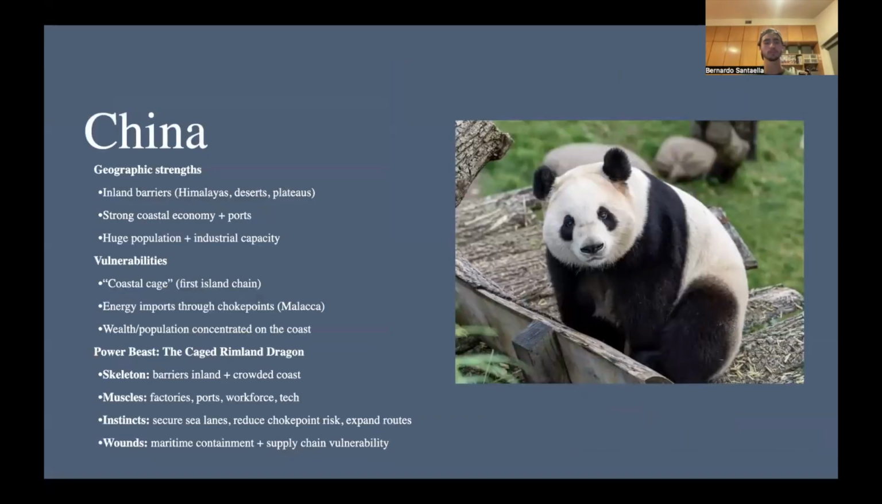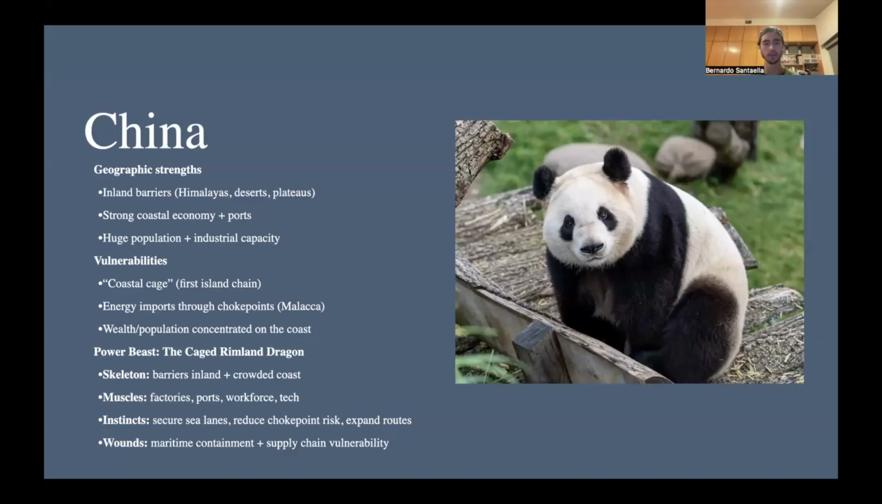China. Creature: panda with a dragon spine. China's power is concentrated and productive, but its major vulnerability is the reading idea of the choke point dilemma. China is strong, but its lifelines can be restricted. Skeleton: a powerful coastal core with mountains and deserts in the west acting like walls. Strengths: dense populations plus massive industry along the coast. Big rivers like the Yangtze support agriculture and transport.